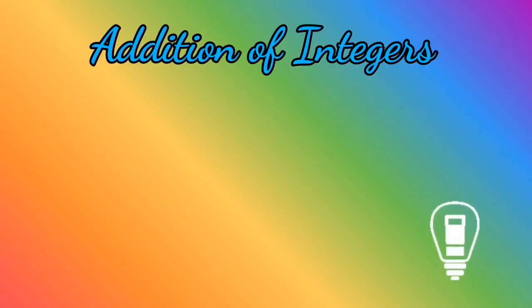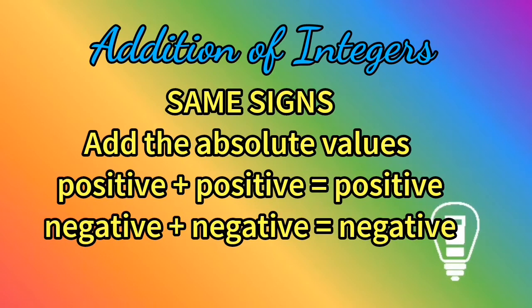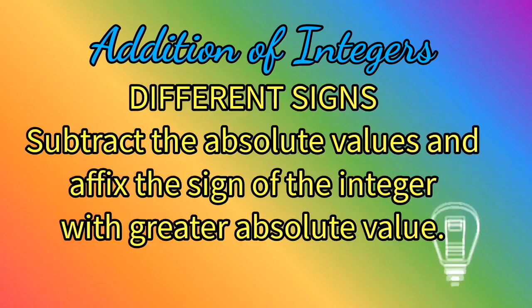Addition of integers. To get the sum of two integers, always remember these two rules. First, if we are adding integers with the same signs, add their absolute values and affix their common sign. Second, if we are adding integers with different signs, subtract their absolute values, then affix the sign of the integer with a greater absolute value.